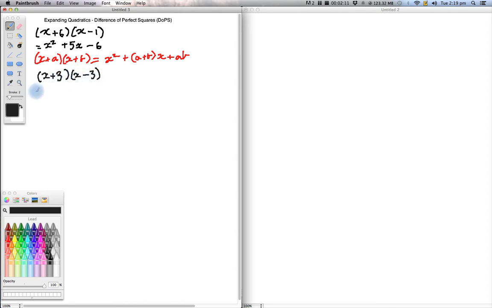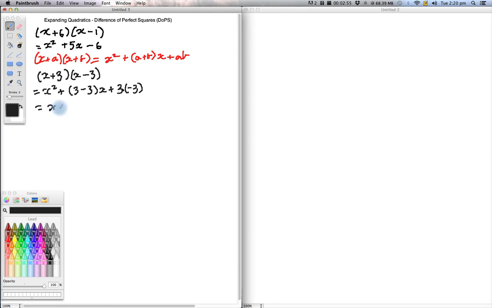So let's expand this using our shortcut trick. x squared is our first term. Then we're going to add a and b, so in this case we add plus 3 and minus 3, which gives 0, so 0 times x. Now we multiply them together: plus 3 times minus 3.